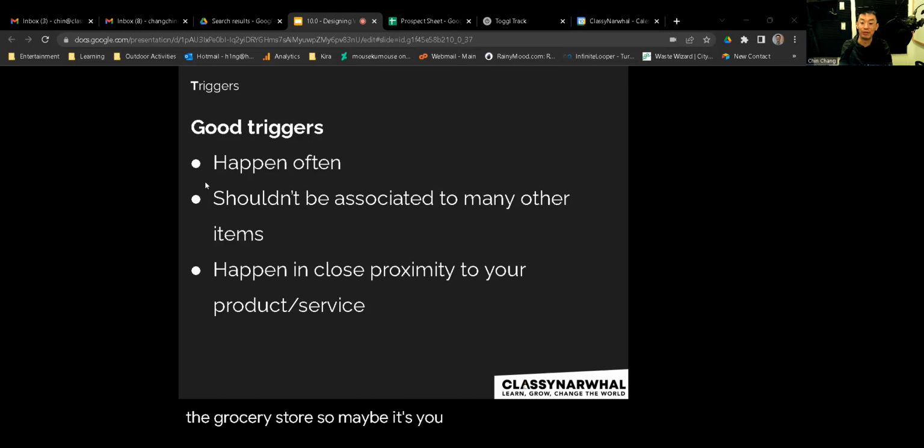So maybe it's leaving it close to your car keys, or maybe leaving it in your car trunk, those kinds of things. But generally, the closer the proximity, the less likely people are to forget about it, forget about sharing your product, forget about your product once they get triggered by whatever the trigger is. Make sense?